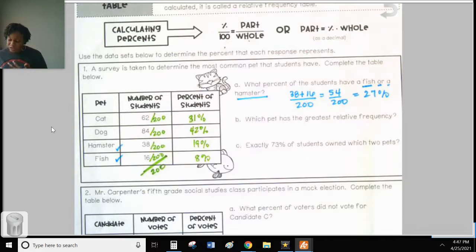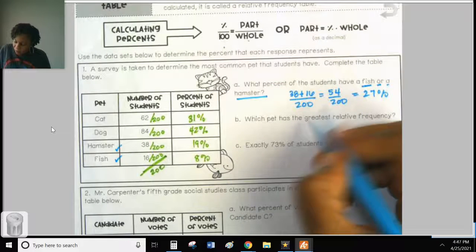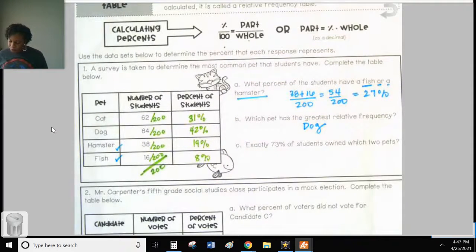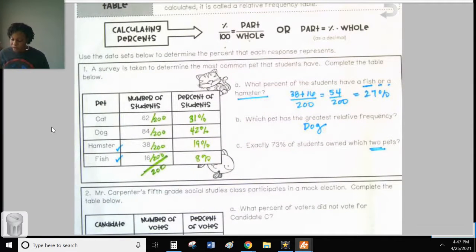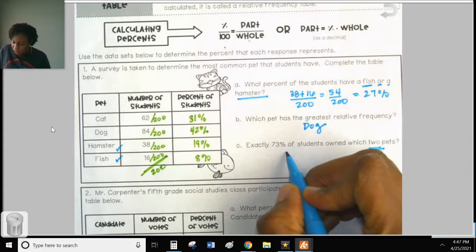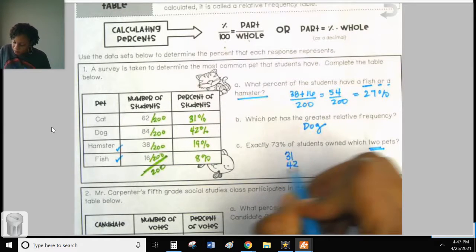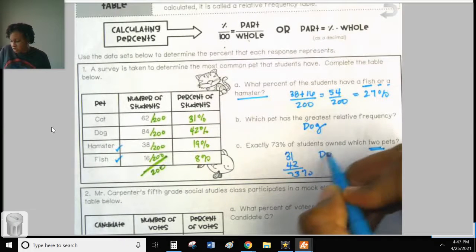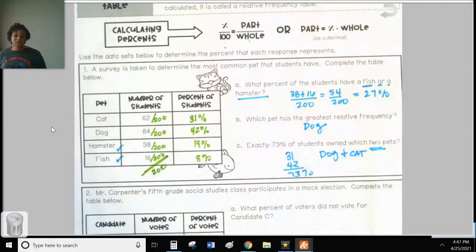Which pet has the greatest relative frequency? So when we're saying relative frequency, which one has the greatest percentage? Out of all of these, the animal that has the greatest percent is clearly the dog. Exactly 73% of students own these two pets. So two of these numbers are going to add up to 73%. So I know 7 plus 3, 3 plus 4 is 7. So the first thing I look at is the cat plus the dog, which will give me 31% and 42%, which is 73%. So the answer to this is dog and cat. Those are the two pets that give me 73%.